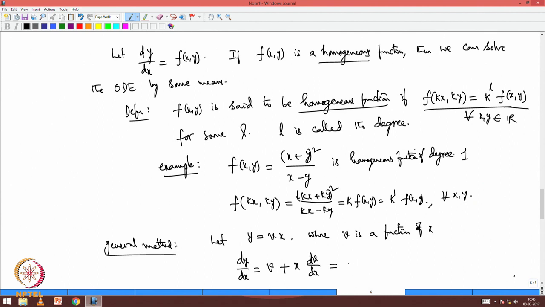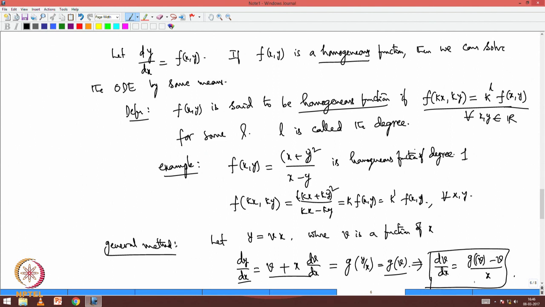So, if you can write f of x, y as some function of y by x, which is g of v, then the given differential equation becomes v plus x dv by dx equal to g of v. That implies dv by dx equals (g of v minus v) divided by x. You can see that variables are separated. Now the new variable is v, x is the independent variable. So this is like the earlier type, separated variables, which you can solve by the earlier method.